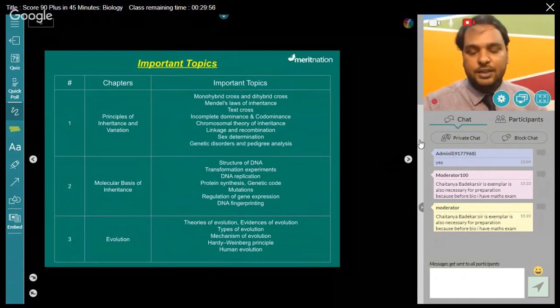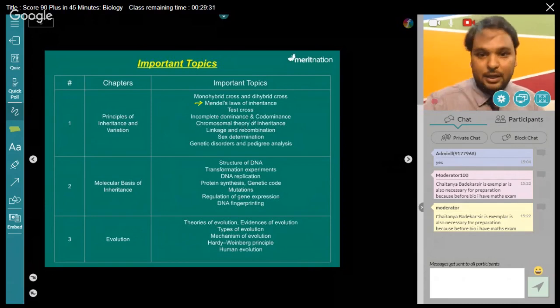Then genetics starts. The very first chapter, the best man for genetics, is Mendel, and Mendelian genetics covers monohybrid and dihybrid crosses. You should know about Mendel's laws. I think all biology lovers love this. I don't think anyone has a problem with it. Another very important topic for this chapter is the test cross.